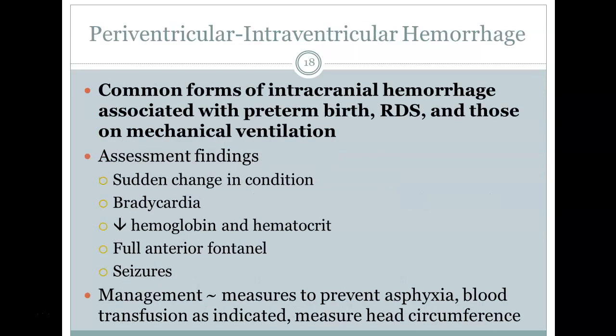Another complication can be periventricular or intraventricular hemorrhage. So these are common forms of intracranial hemorrhage associated with preterm births, respiratory distress syndrome, and those on mechanical ventilation. So this is bleeding at the ventricles, and if it persists, blood will dissect into the adjacent ventricles. Assessment findings on these babies can be a sudden change in their condition, so oftentimes abrupt, bradycardia, a decrease in their hemoglobin and hematocrit, a full anterior fontanelle, and seizures.